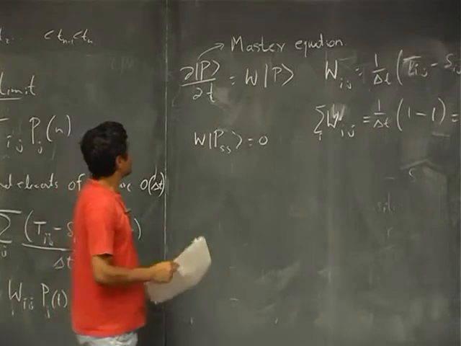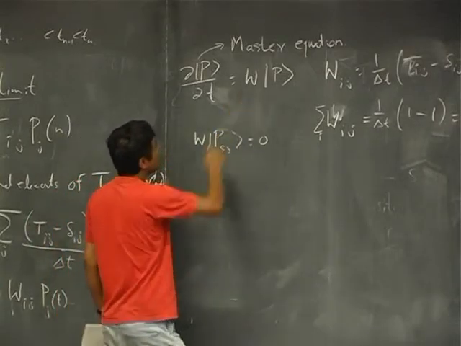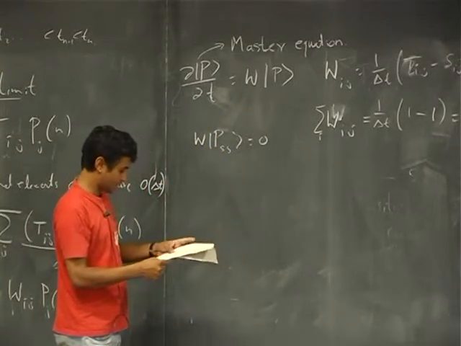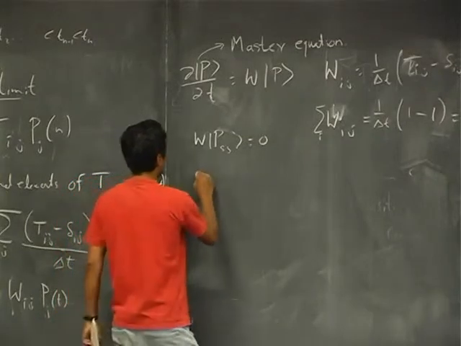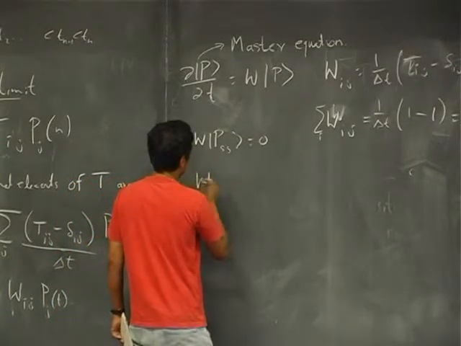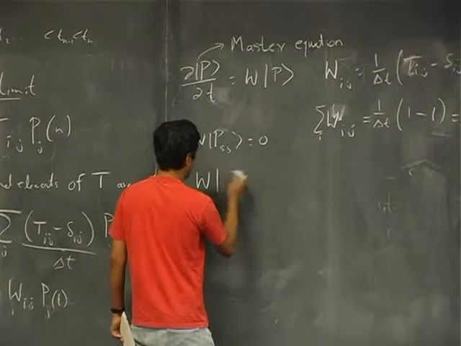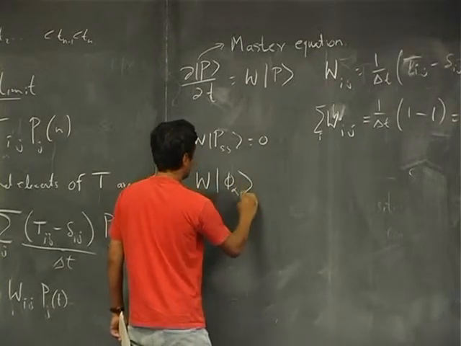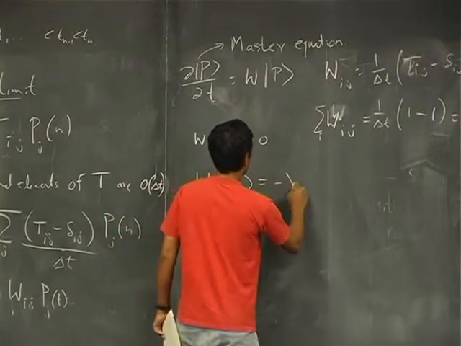Okay, so now let's see how you solve this equation. The simplest way is to just find the eigenvectors of W. Let's say I find the left and right eigenvectors, so phi alpha is equal to some lambda.